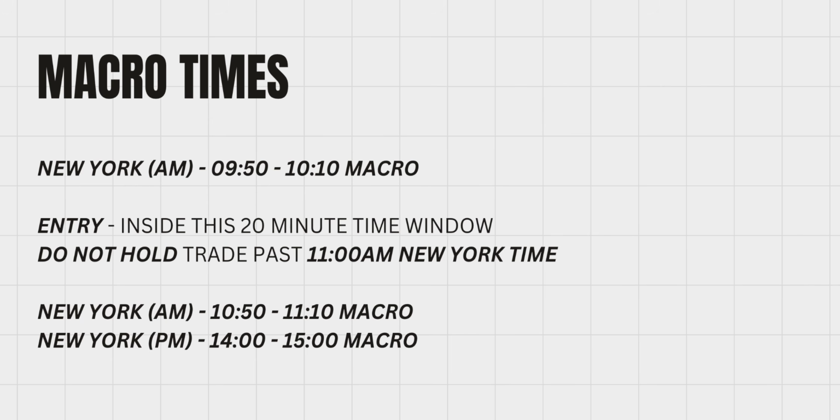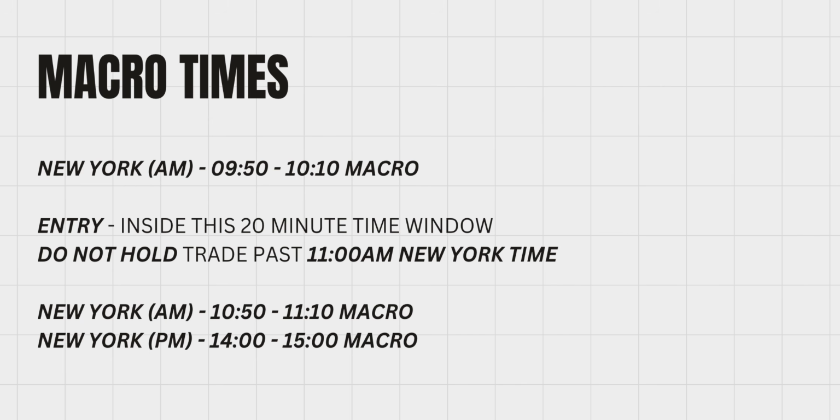So let's say you do actually get an entry inside of this 20-minute time window. You do not want to hold your trade past 11 a.m. New York time. And usually if the trade is an A+ setup, all of your TPs will get smashed before 11 a.m. Now let's say the 9:50 to 10:10 macro is very choppy and you don't get many trade opportunities. Now you'll move on to the second macro, which is the 10:50 to 11:10.